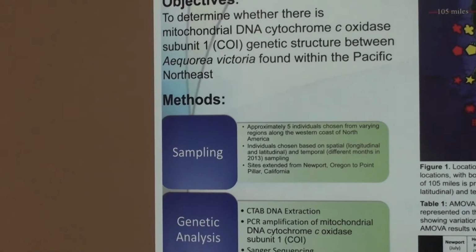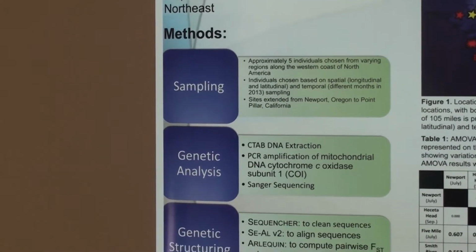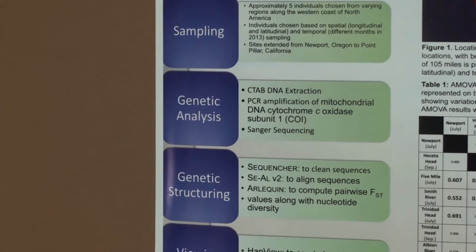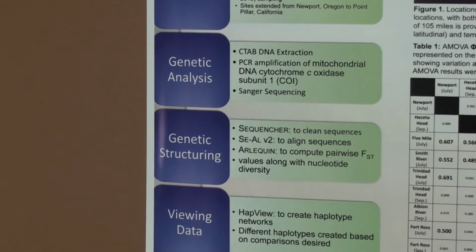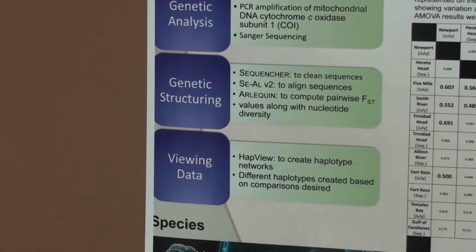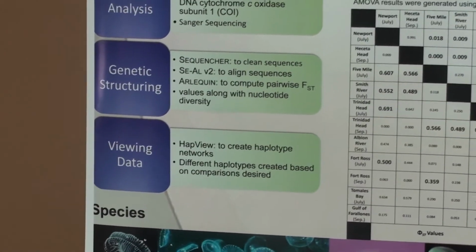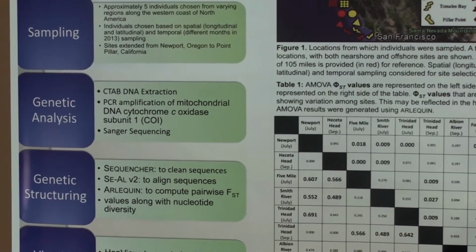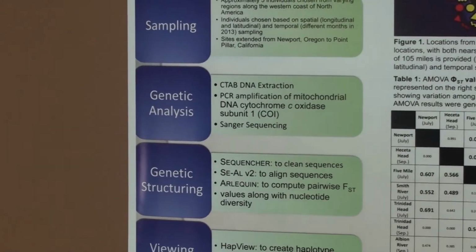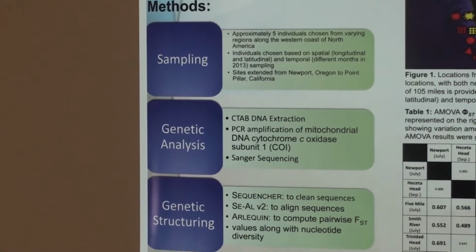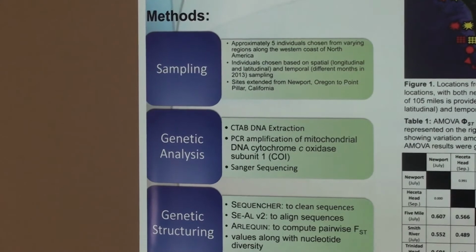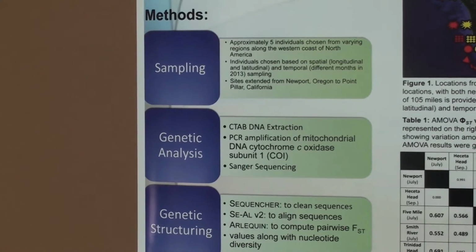So what we do is we collect these jellyfish. I don't do that, my grad student mentor does, but they collect jellyfish samples ranging from Newport, Oregon to Pillar Point, California. Once we get back our samples, we do DNA extraction and amplify CO1, which is a common genetic marker used in genetic studies. Once we amplify that, we send out our sequences to Berkeley.